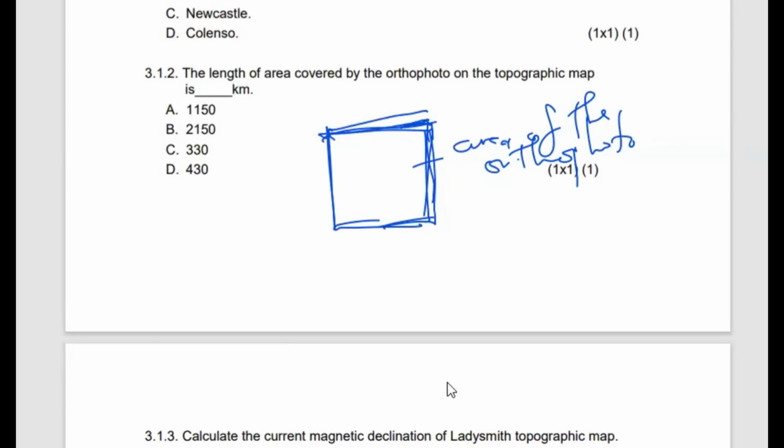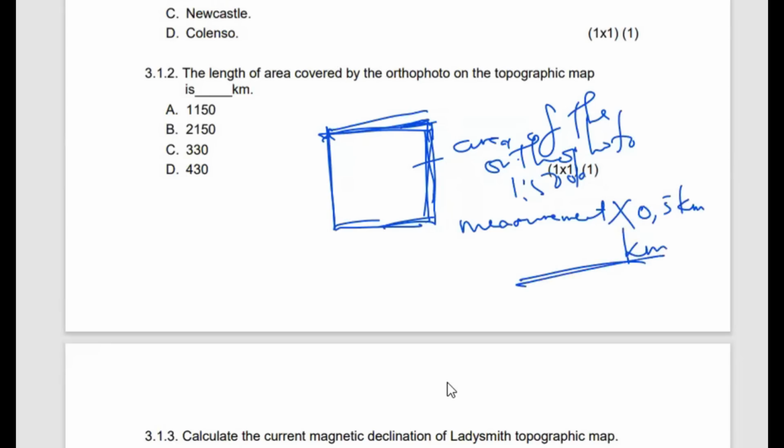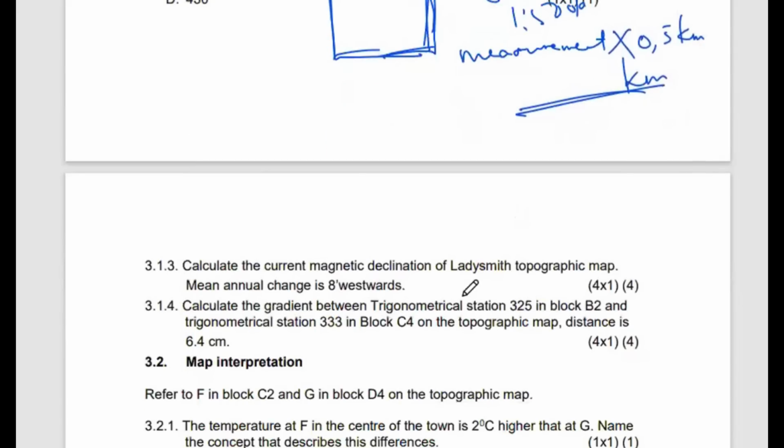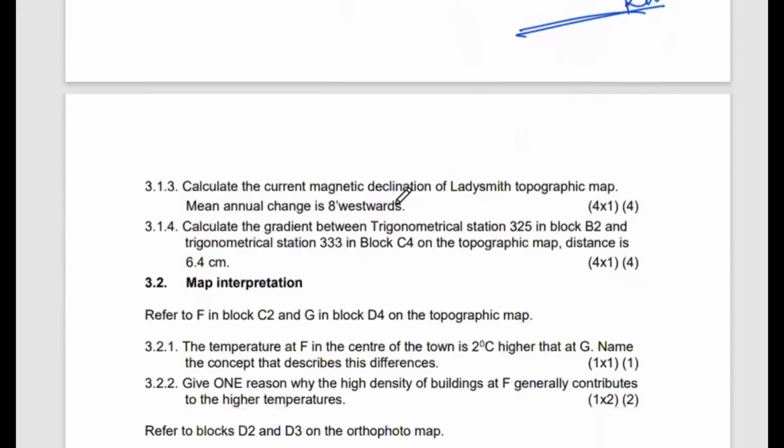You measure and you convert it to kilometers. What you need to do there is your measurement. For you to convert to kilometers, the scale is 1:50,000, remember, for the topographic map. So your measurement in centimeters, you multiply it by 0.5 kilometers. You get your answer directly in kilometers. That is how you calculate that one. Right. We move on to the next one.